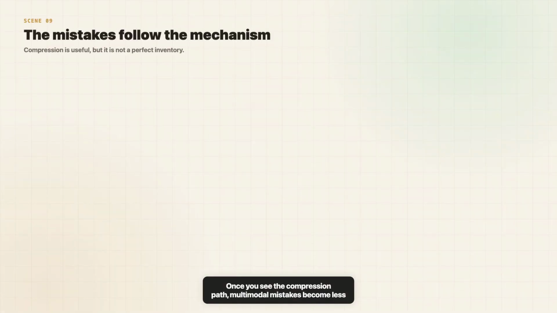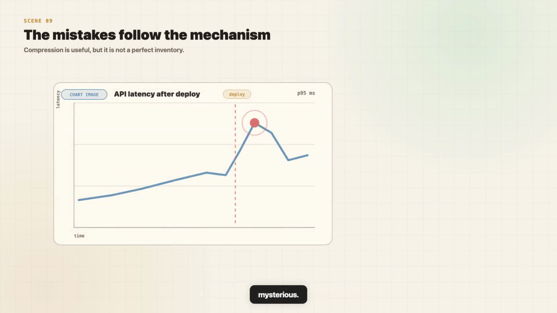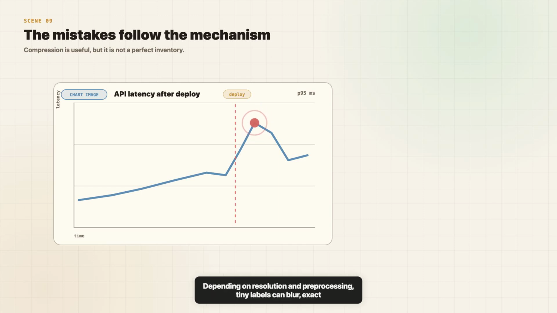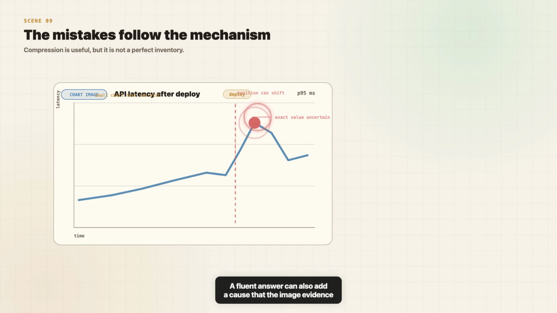Once you see the compression path, multimodal mistakes become less mysterious. The model may understand the broad scene while losing fine details. Depending on resolution and pre-processing, tiny labels can blur, exact chart values can be uncertain, and small positional differences can shift. A fluent answer can also add a cause that the image evidence never actually proved.